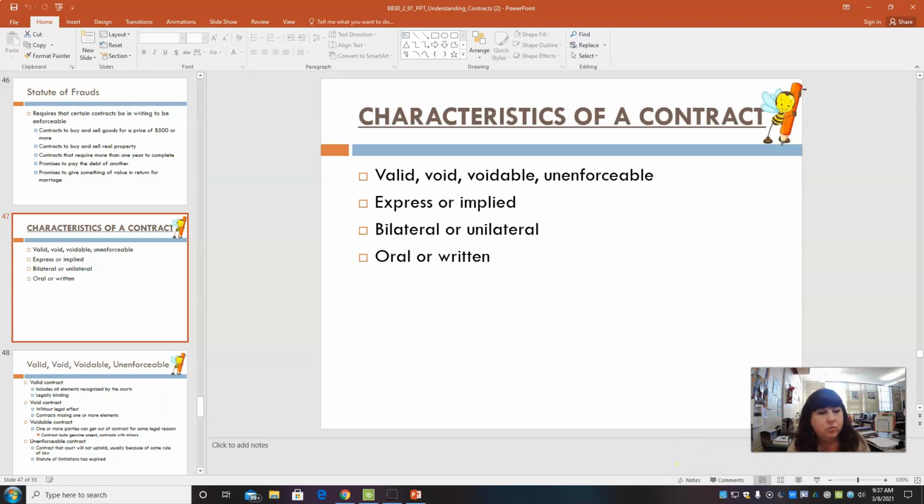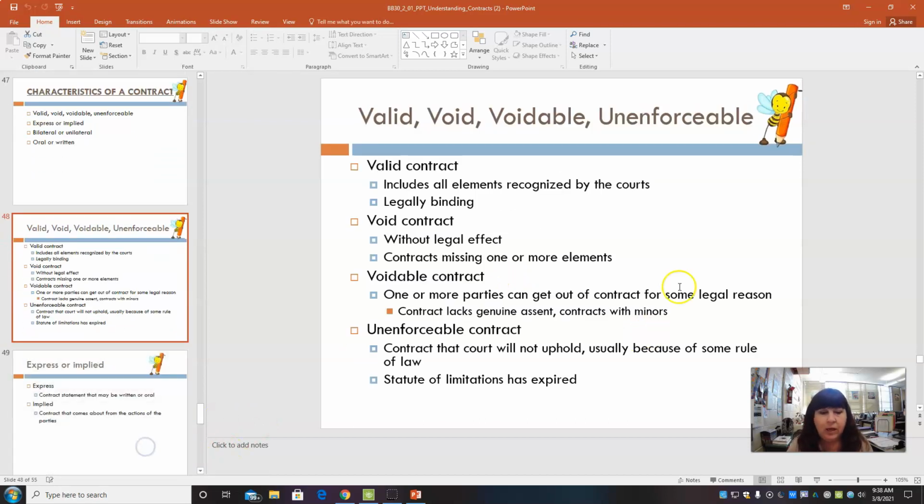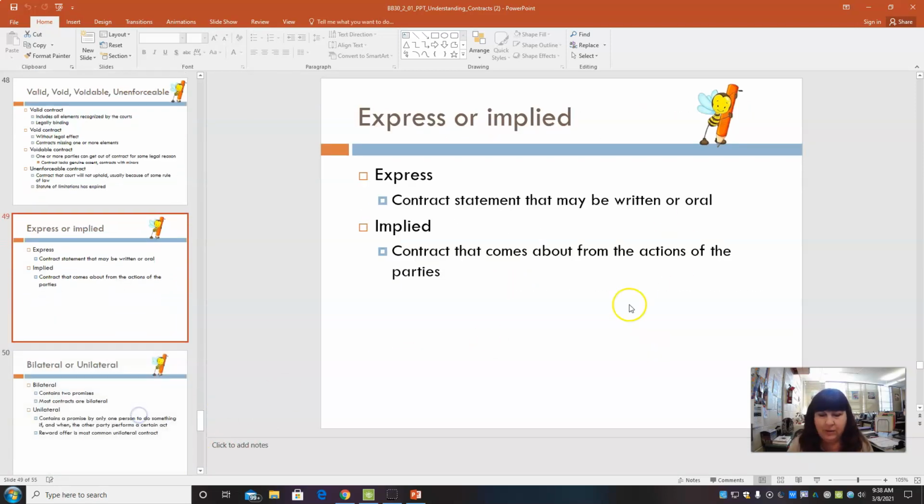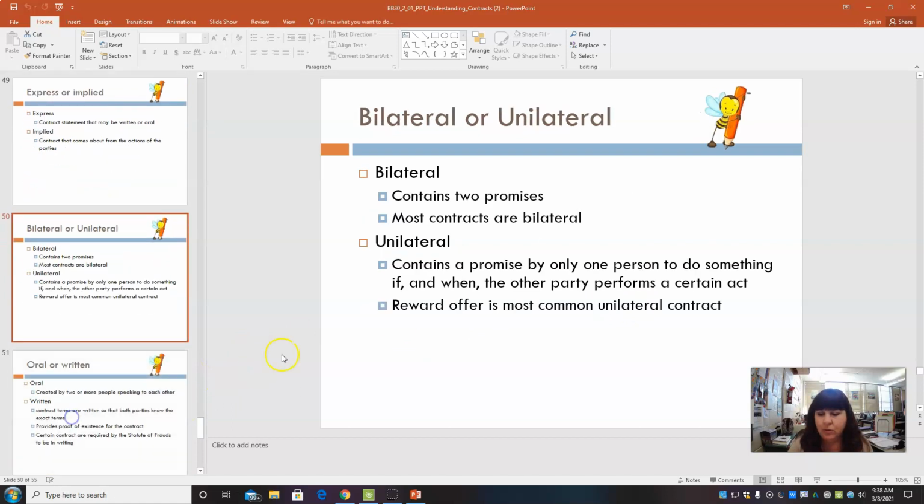These are the characteristics of a contract. They can be valid, which means it's a good contract. It can be a void contract, which means that it is no longer good. It can be voidable, which means that you can make it a contract that will not stand up, or it can be unenforceable, meaning that they can't enforce it at all. You have expressed or implied, bilateral, unilateral, oral, or written. It's going to go into all of these as well and talk about each one of those.